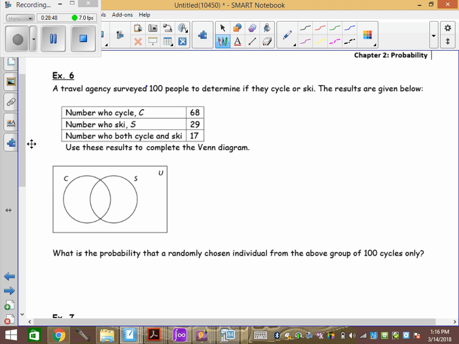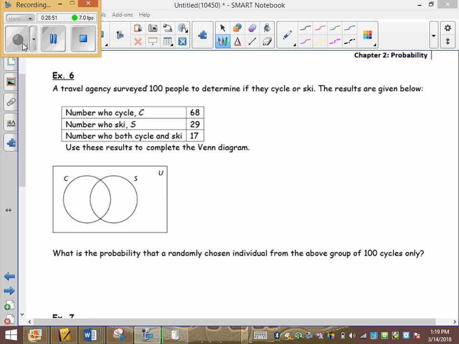You try this one. Example 6. A travel agency surveyed 100 people to determine if they cycle or ski. The reason why I turn it into percents is that the moment it says what is the probability, I turn into decimals or percents, right? Because in the end, you're going to have to give a decimal or percent, something over a total. The total is 100. So I need to start off with the and, so it's going to be 0.17, because 17 divided by 100 is 0.17. 100 is the best thing ever. It just moves the decimal place.